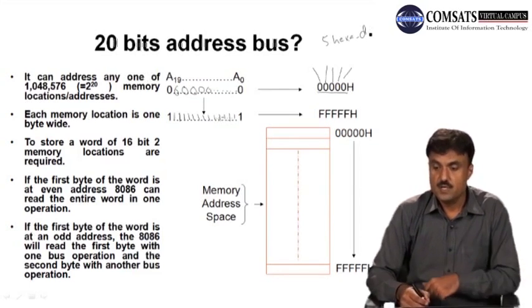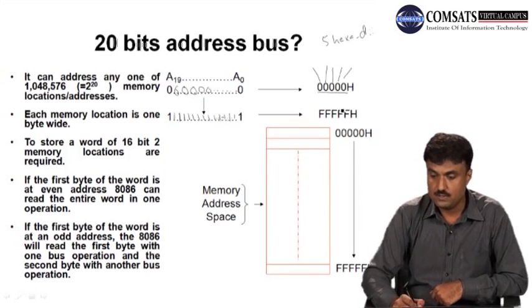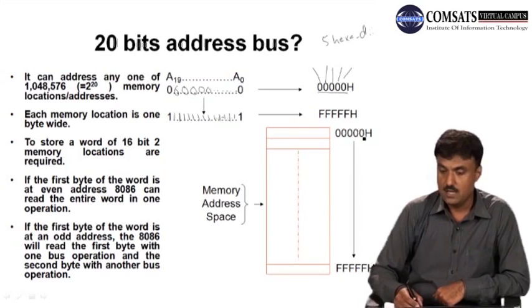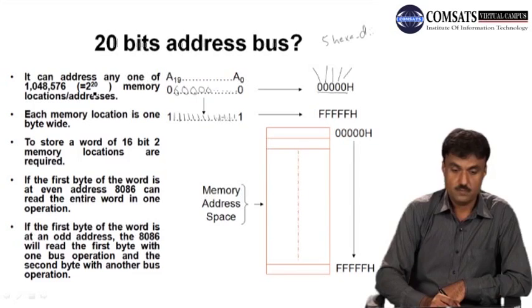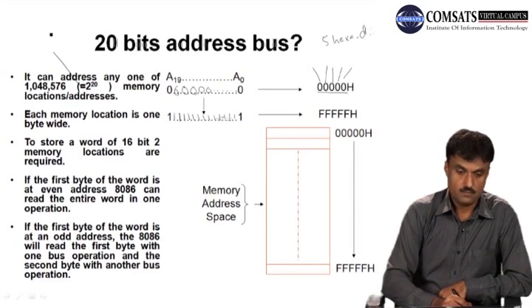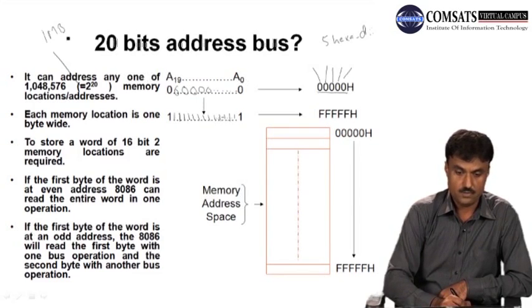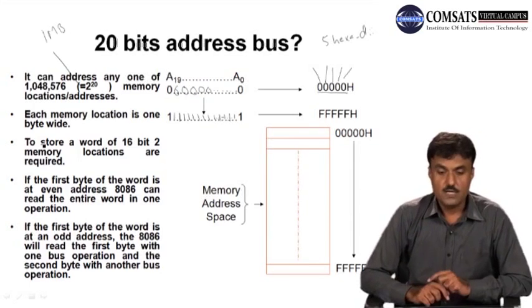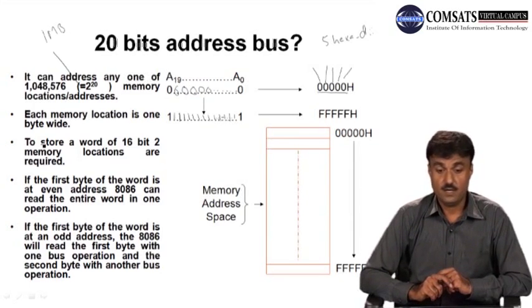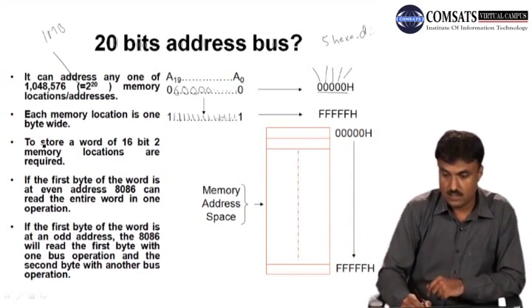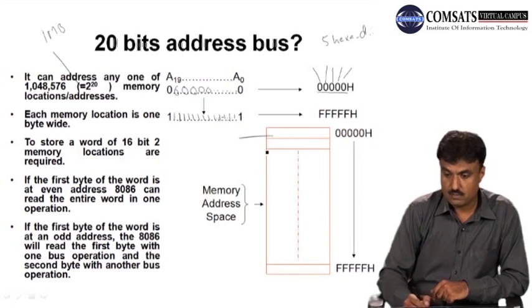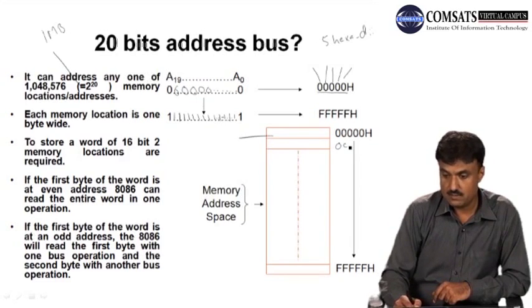So addresses start from 00000, 5 zeros in hexadecimal, up to FFFFF hexadecimal. So 2 raised to power 20 is 1 megabyte, 1 MB of memory. Each memory location is 1 byte wide. Here you can see this is the first location. The second location will start with 00001 hexadecimal and so on.